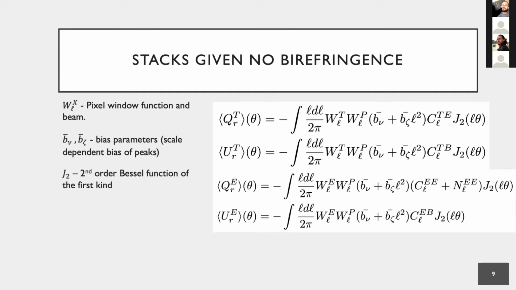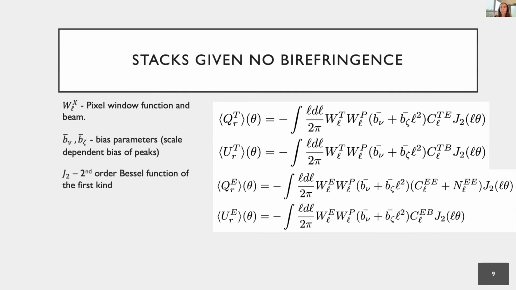I know this looks horrible, like it's a huge amount of equations, but it's going to be okay. We're going to get through it. So W is just the pixel window function and the beam. It's just a way of deciding how my peaks will look based on the kind of map I have. Similarly with the bias parameters, which I'll talk about next, it's like how the peaks are going to act in a map. And then we've got our regular second order Bessel functions of the first kind, J2.